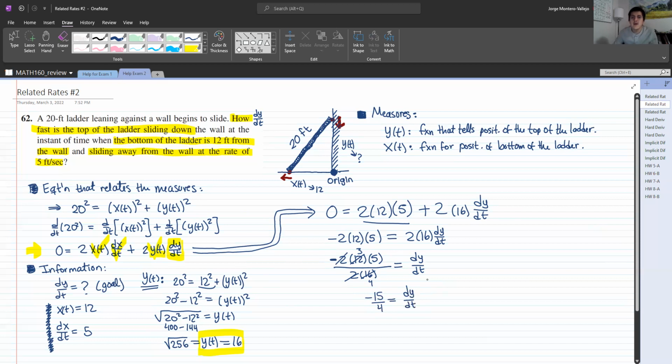And remember, dy/dt is the rate of change of y of t. y of t is the top of the ladder, right? The top of the ladder is coming down, so it is experiencing a negative change, right? The distance between the top of the ladder and the origin is shrinking.